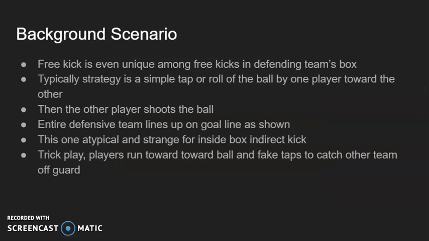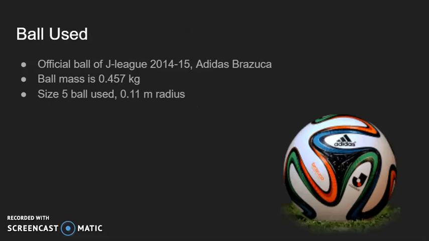Even among indirect free kicks, this is a very atypical example, because normally one player will simply roll or tap the ball for the other player to shoot immediately. But here it's a trick play, where the attacking team fakes tapping the ball several times to catch the other team off guard when it's actually shot. The ball used here is the official ball of the J League, the Adidas Bazooka, which is 0.457 kilograms and 0.11 meters in radius.